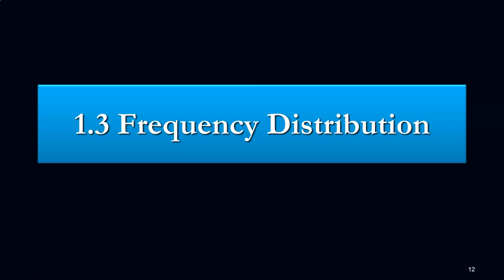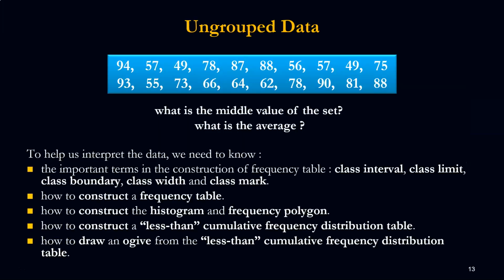Okay, we move on to the third subtopic, which is frequency distribution, taburan kekerapan. I'm sure you have learned this before during your SPM. Just recall it again. So, for example, you have ungrouped data over here. Remember, ungrouped data, we write it down using commas. So, what is the middle value of the set? Apa nilai tengah-tengah untuk set ni? What is the average? So, how are you going to interpret all of this?